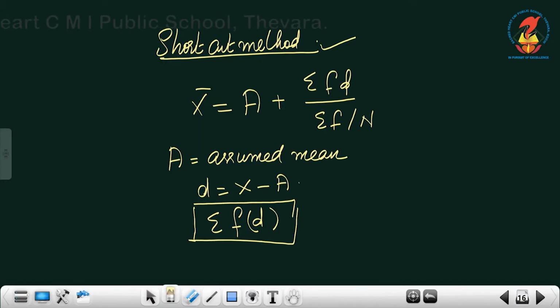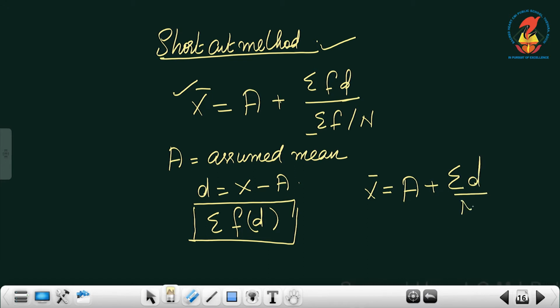Now in the shortcut method, let us learn the formula. X bar is equal to A plus sigma fd by sigma f. Now remember what was the formula that we used for individual series? There is a slight difference, isn't it? That is x bar is equal to A plus, instead of sigma fd, only sigma d by n, isn't it? What is A? Assumed mean. What is D? Deviation. You remember that is x minus A, isn't it?